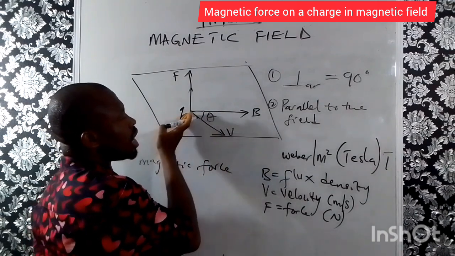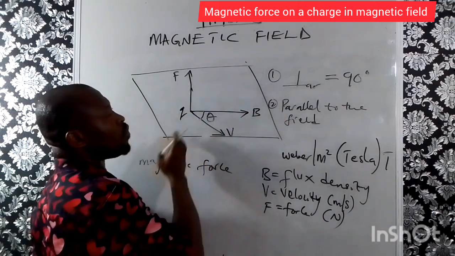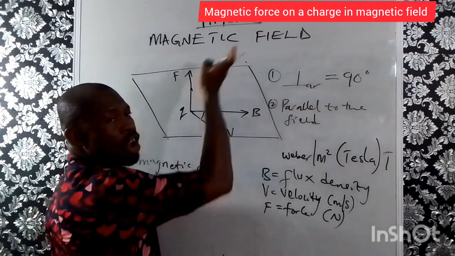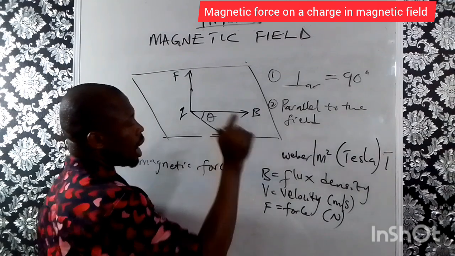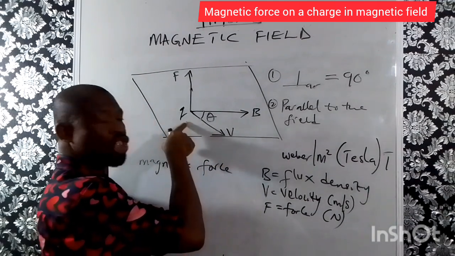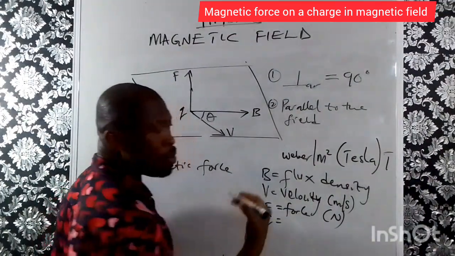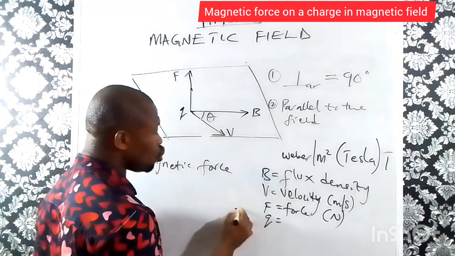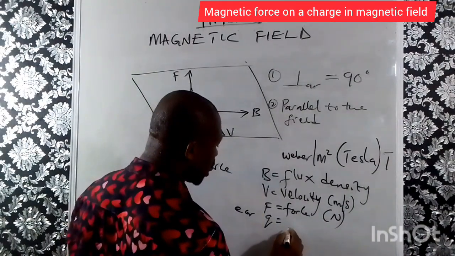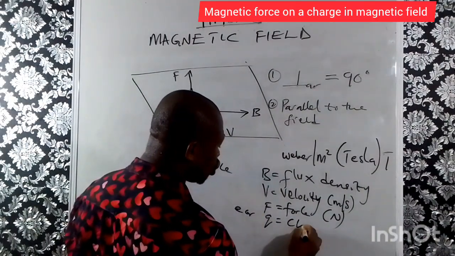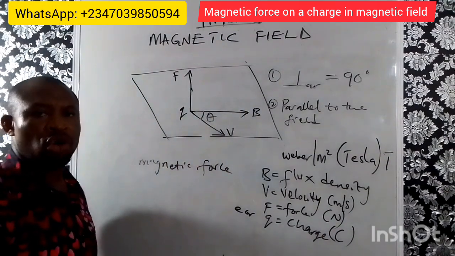The charge can either move parallel to the field, or perpendicular to the field, or it can move in any of these directions. But here remains our v, the velocity with which this charge is moving. We now have Q, or most textbooks will use E. Either you have it as E or as Q. It is represented as the charge, and this charge is measured in coulombs.